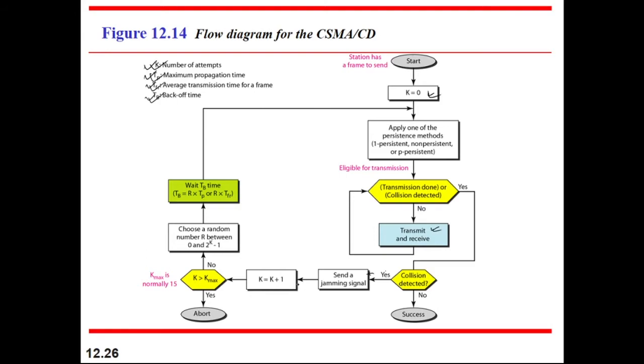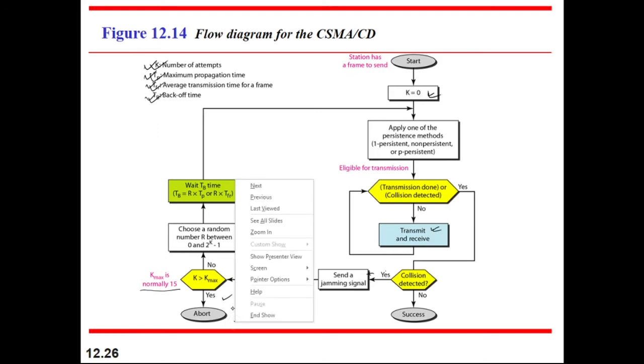So k equal to k plus 1, and if k is greater than k max, you should have a maximum attempt time, so that is normally 15. If k is greater than k max, if it is yes, then you have to abort, you have to quit that frame, otherwise you have to go ahead.